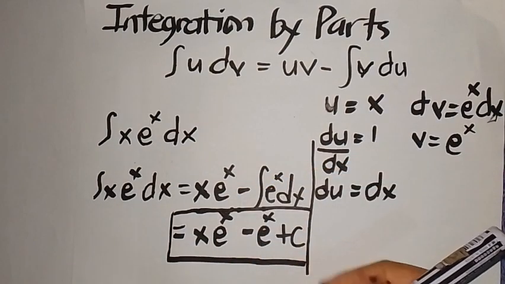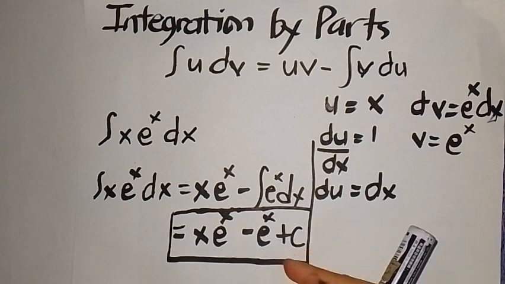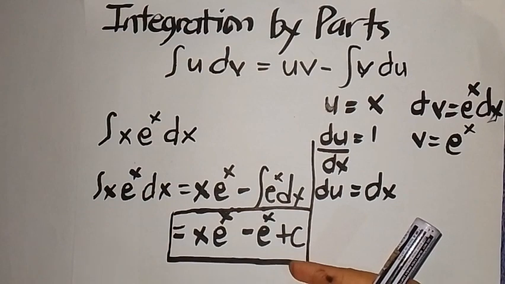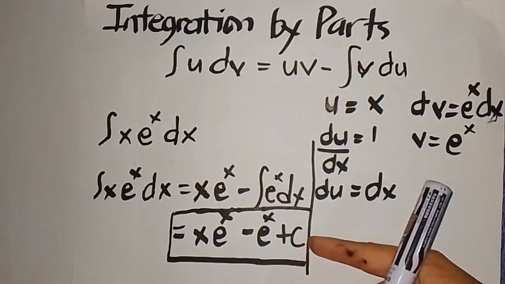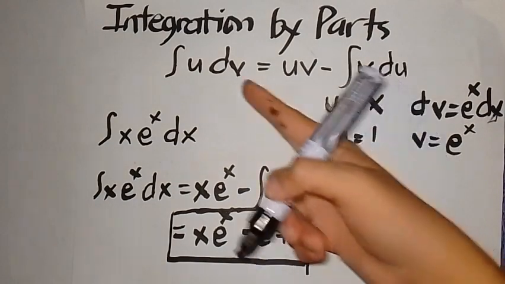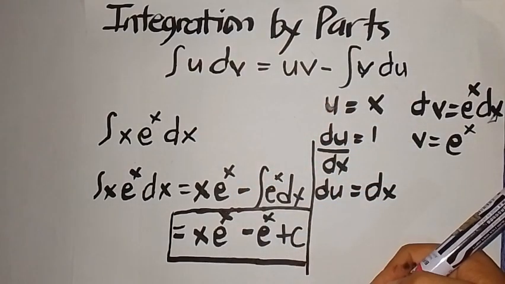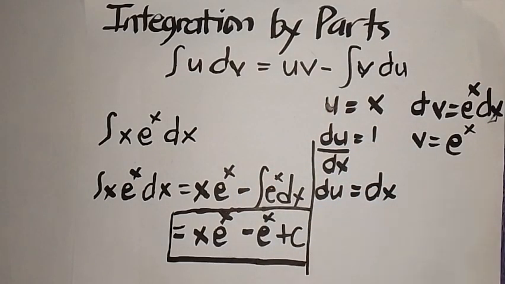So by integration by parts, this is much simpler to understand if the first thing that we're going to do is label the parts and then substitute it by using this integration by parts formula. So let's have another example.